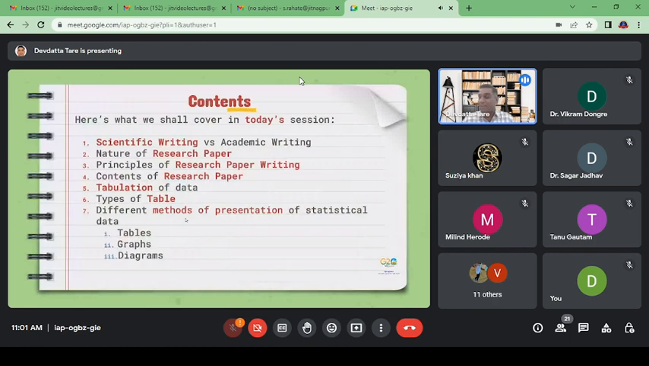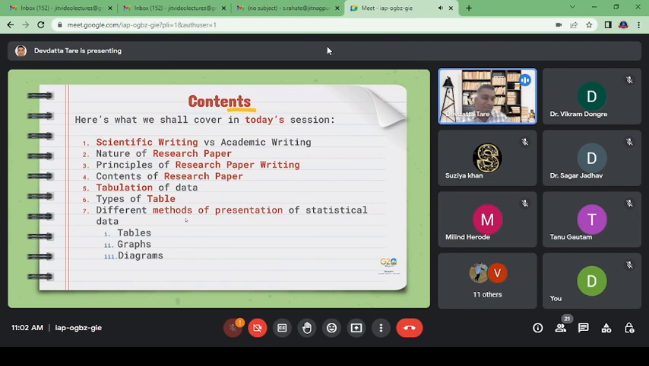So these are the contents which I will try to cover in today's session. That is scientific writing versus academic writing. Then we will try to see what a research paper is, or what the nature of a research paper is. What are the principles of research paper writing? What are the contents of a research paper? Then tabulation of data, types of table, and different methods of presentation of statistical data.